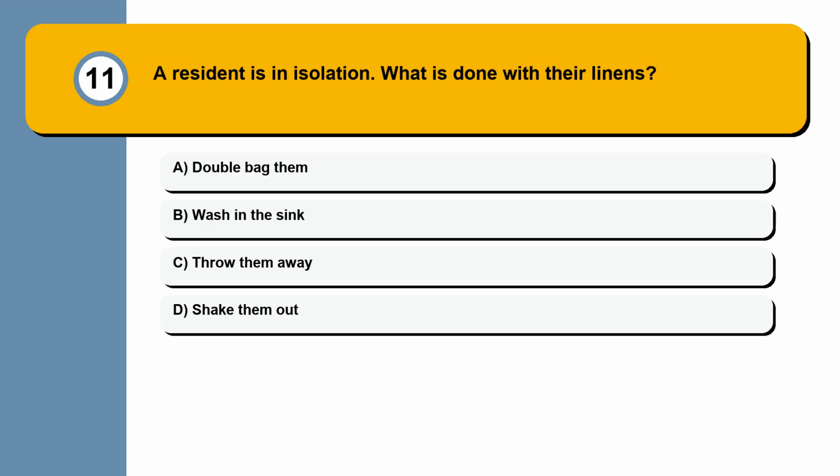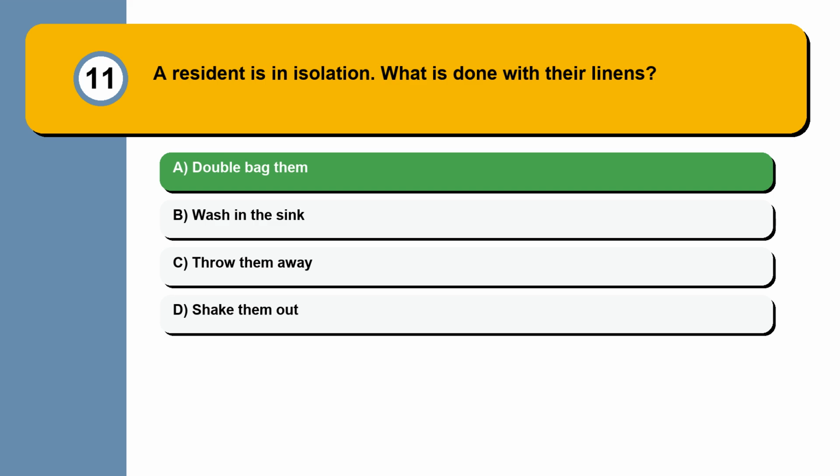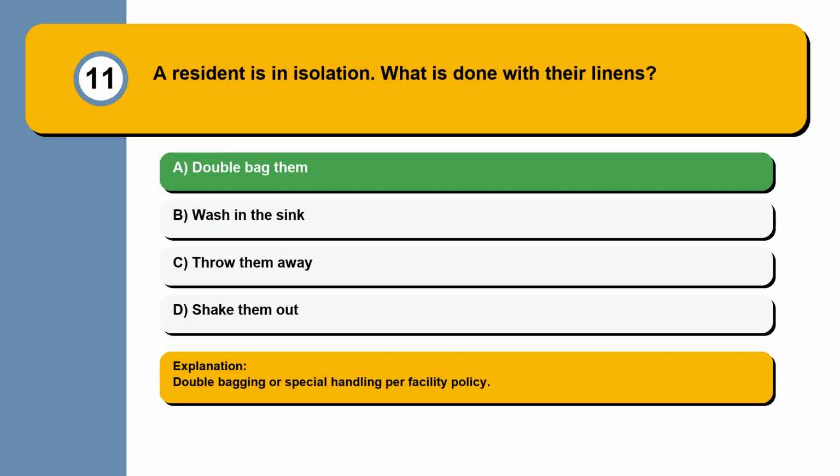Question 11. A resident is in isolation. What is done with their linens? Double bag them. Wash in the sink. Throw them away. Shake them out. Double bagging or special handling per facility policy.